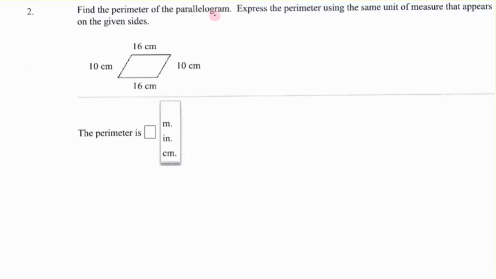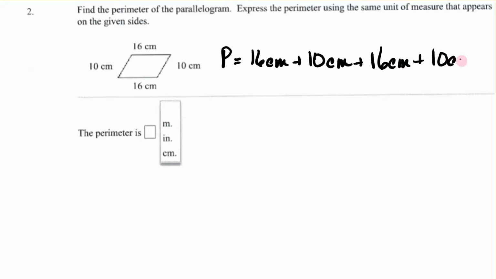Number 2. Find the perimeter of the parallelogram. A parallelogram is a 4-sided figure with opposite sides being parallel. A rectangle is a parallelogram, but not all parallelograms are rectangles. All right. Perimeter is equal to 16 centimeters, going around this time, plus 10 centimeters, plus 16 centimeters, plus 10 centimeters. I simply add those numbers up and I get 52, and they're all centimeters, so the measurement is in centimeters.